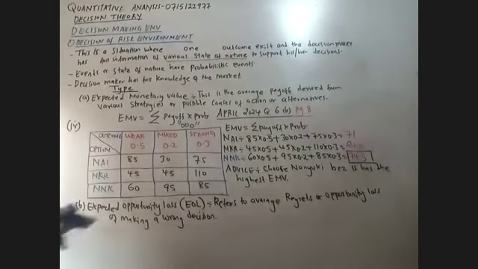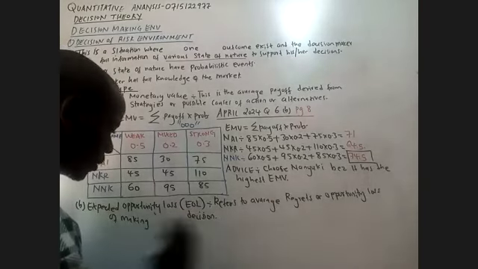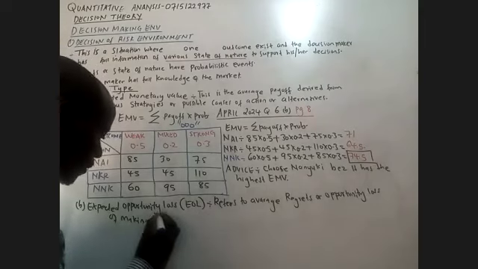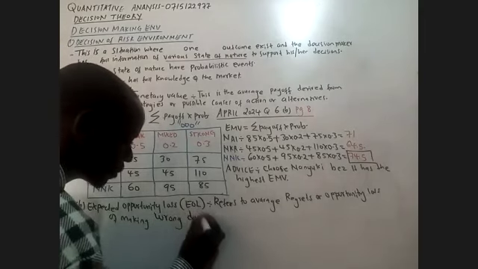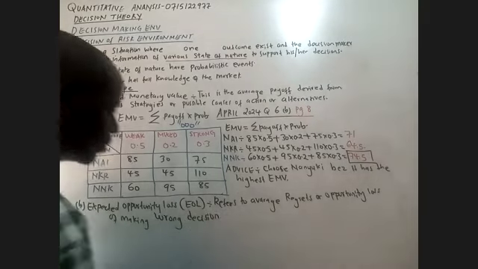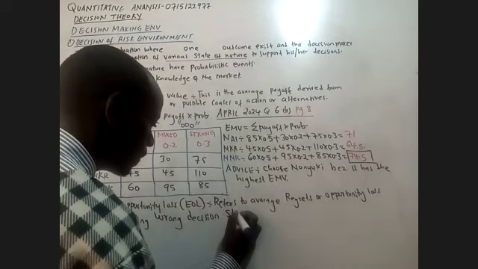So when we talk about expected opportunity loss, it is the average regret, or the average opportunity loss, of making a wrong decision.